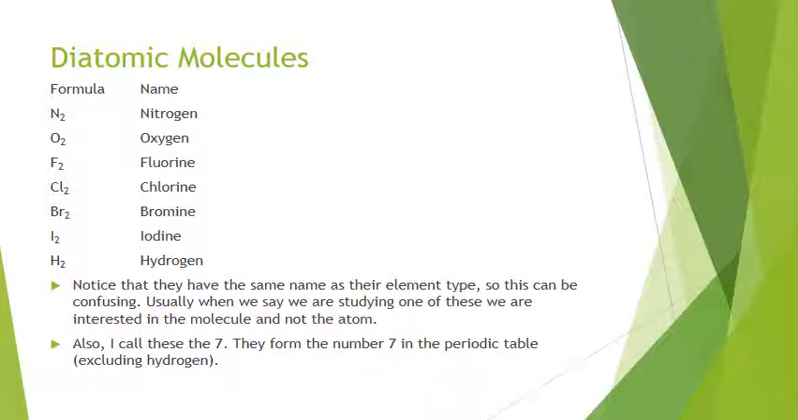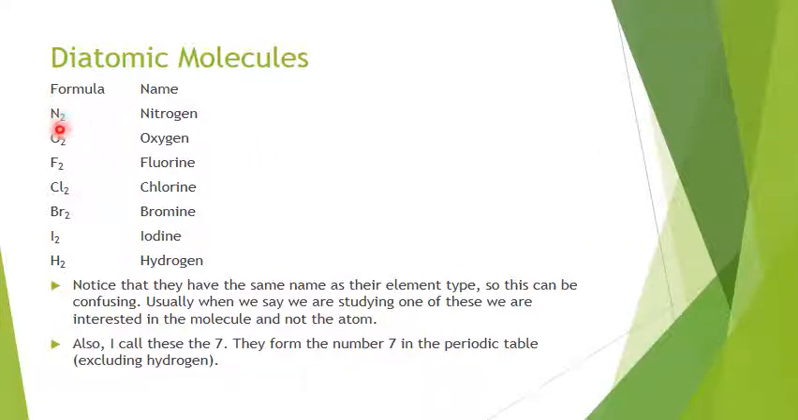Now, for elements, there's going to be just a few things you have to know. What I want you to know are the diatomic molecules. These are elemental molecules, which means they're made out of a single element. And there are going to be 7 of them, and you'll see why in a minute; the number 7 might help you remember.